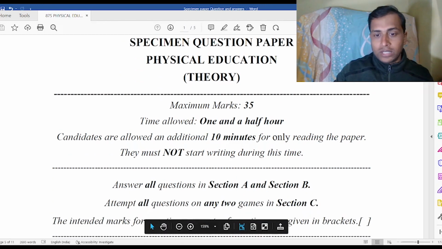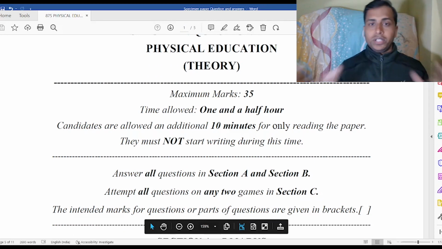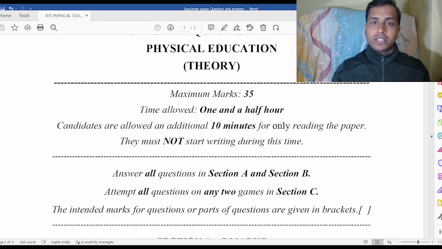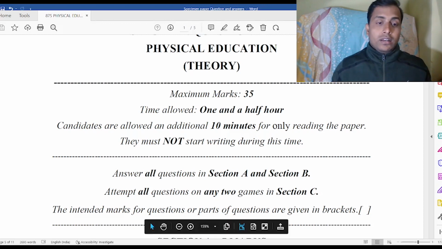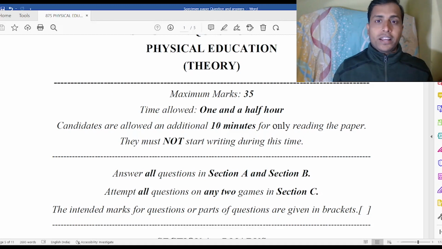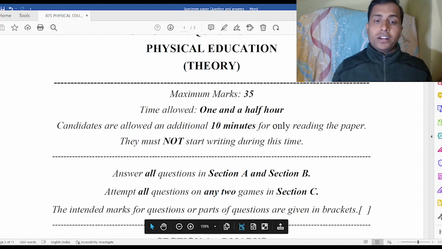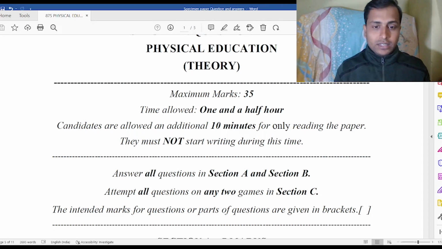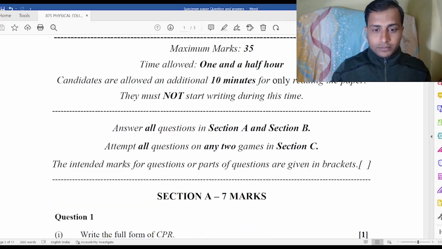So now the most important part. In this question paper, there will be three sections: section A, section B, and section C. You need to answer all the questions in section A as well as section B. And in section C, there will be questions from all the games as specified in your syllabus. But you need to select two games and answer all the questions of these two games. So now let's see how the question pattern is.